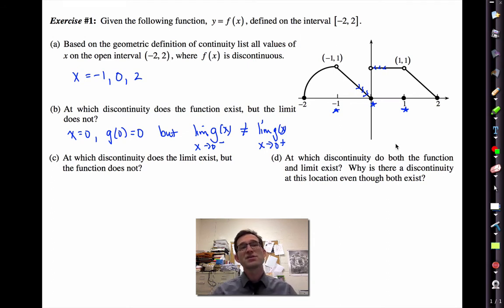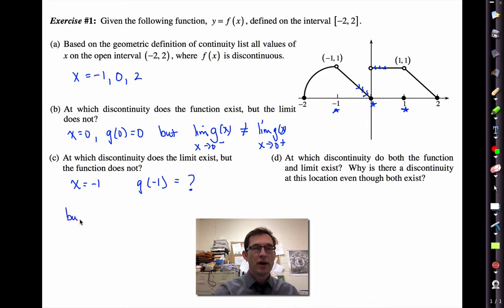Letter C asks, at which discontinuity does the limit exist, but the function does not? Think about this for a moment. That is at x equals -1. There is no way to give a value for this. G of -1 doesn't exist, but the limit of g of x as x goes to -1, regardless of whether it's from the left or the right, is equal to 1.